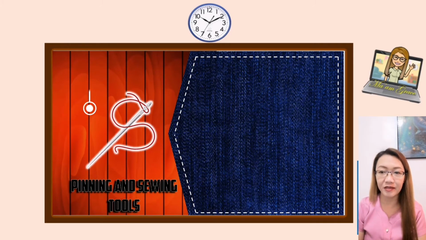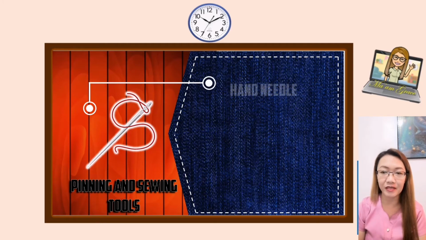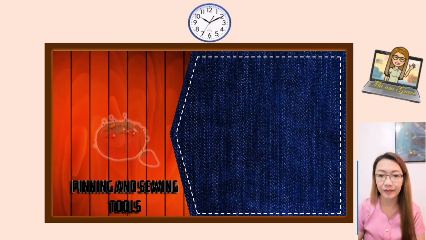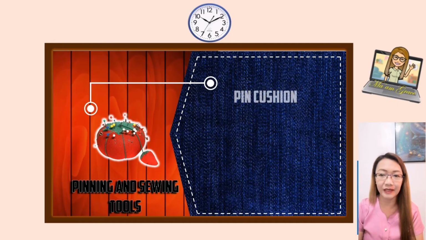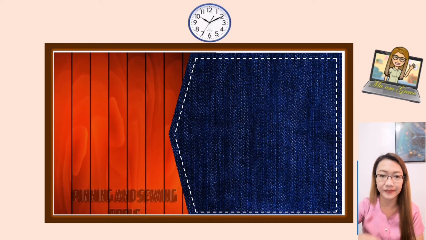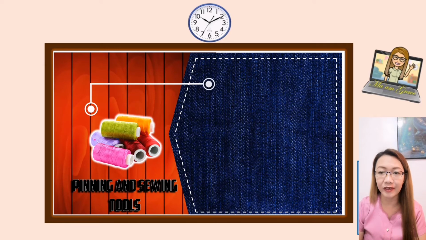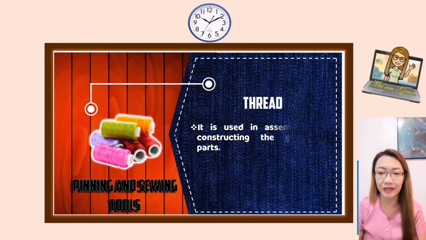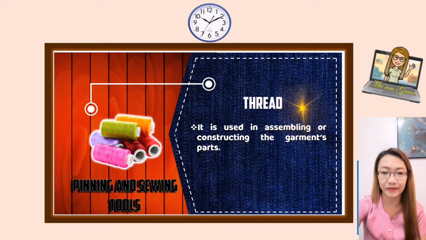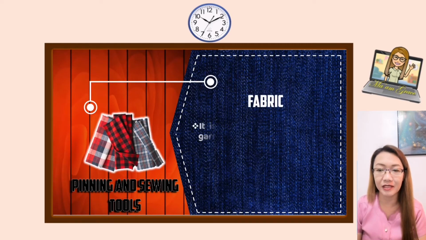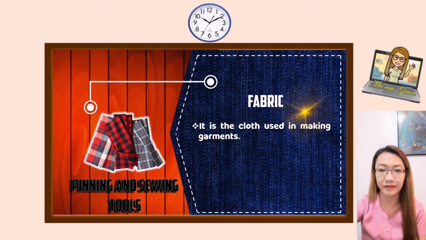Hand needle is used in making temporary stitches and buttonholes. Pin cushion is used to hold straight the needles and pins. Thread is used in assembling or constructing the garment's parts. Next, fabric. It is a cloth used in making garments.